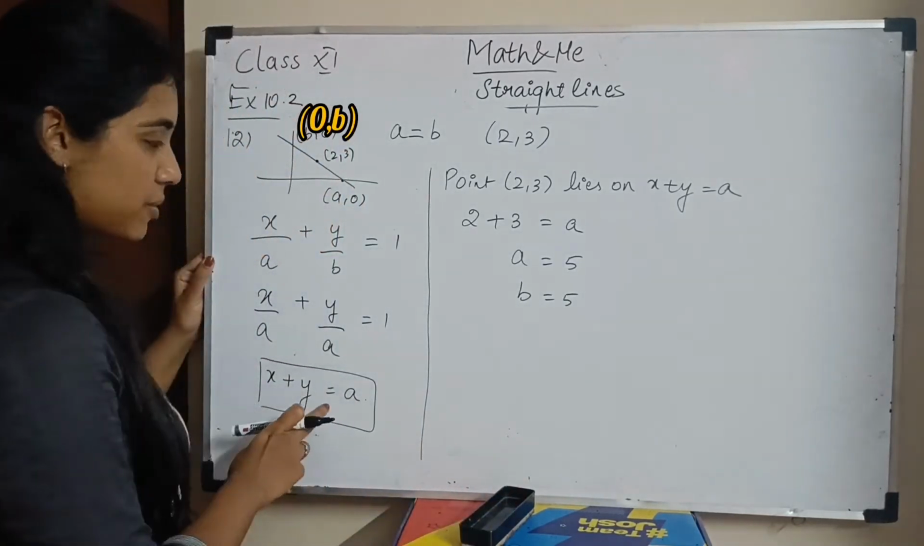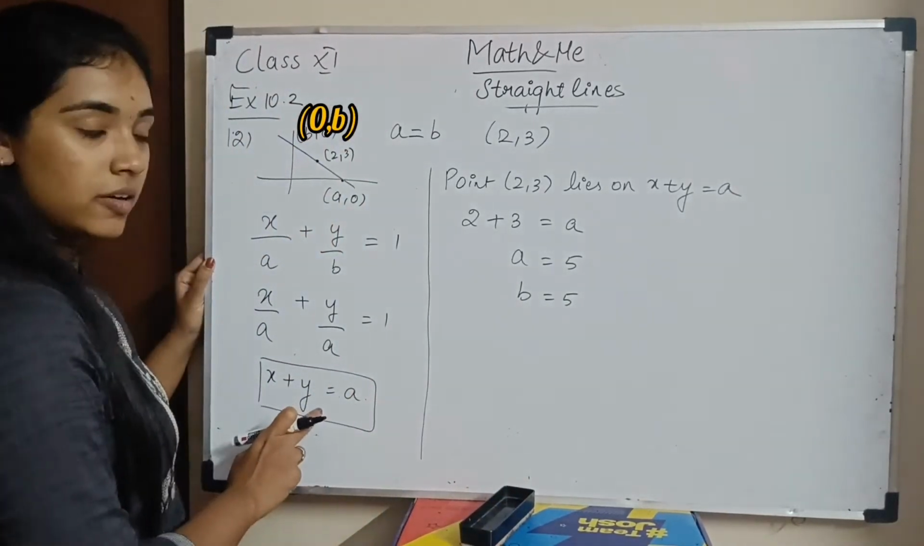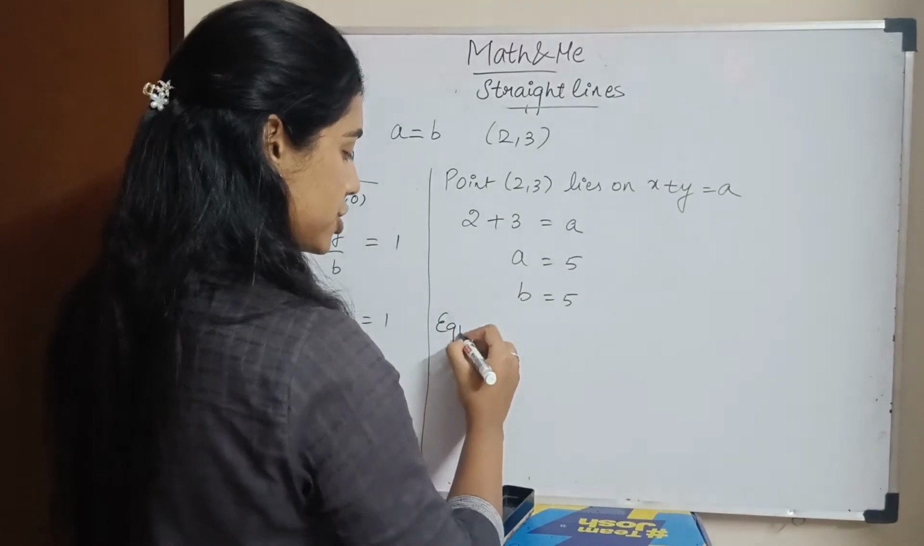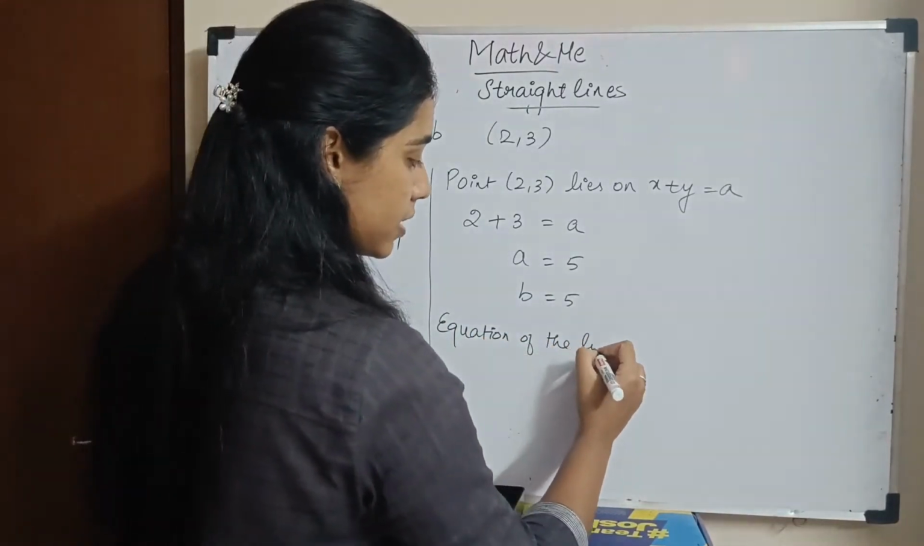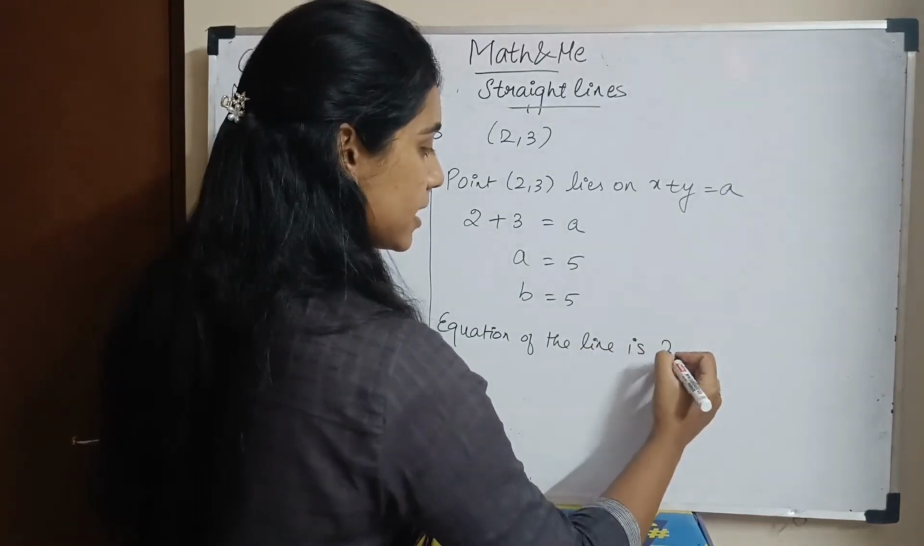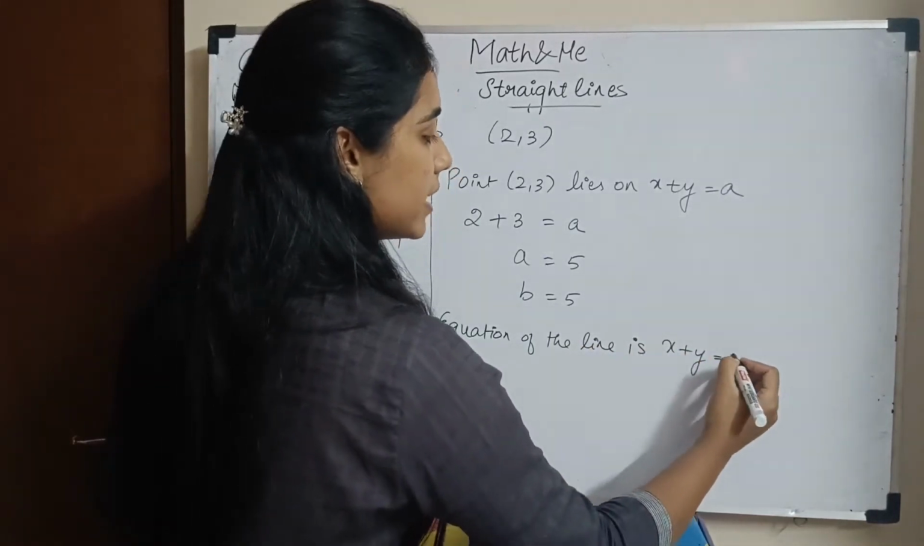So what does your equation become? Now you put back the A here. So now your equation of the line is x plus y equals 5.